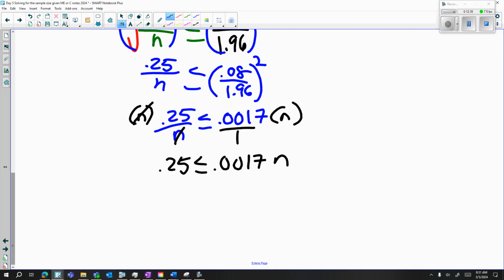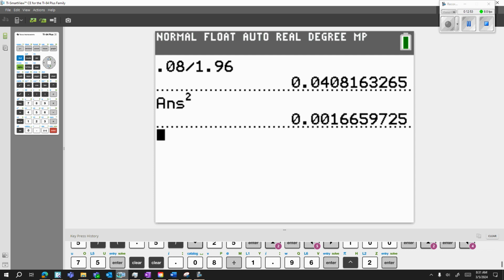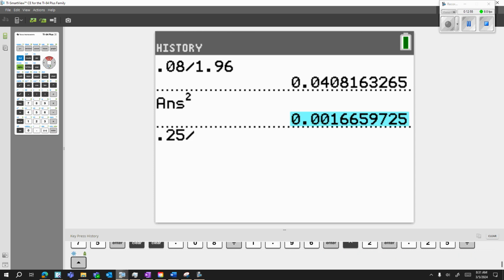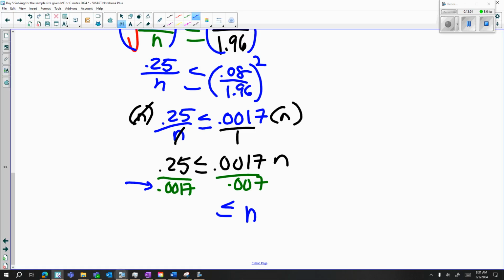And then what am I going to do? Divide by 0.0017. Okay, bring down the n. And at this point, I'm going to put this in the calculator. 0.25 divided by that last entry. So it happens to still be there. So I'm just going to do 0.25 divided by that last entry. Enter. I got 150-ish. 150.06. Okay.